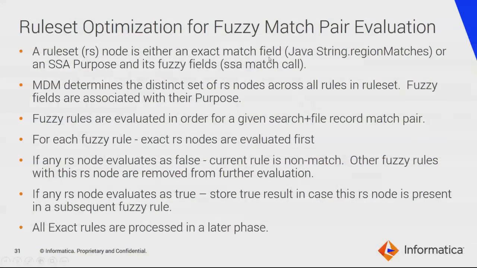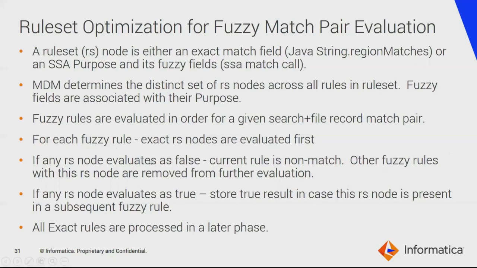For fuzzy match pair evaluation, we figure out whether a rule set node is either an exact match field or an SSA purpose, and then the distinct set of rule set nodes across all the rules. We evaluate all of the fuzzy rules in order for a given match pair. For an individual fuzzy rule, we evaluate the exact nodes first. This is why we always recommend you use exact match fields where you can, because they get evaluated first. If a match pair fails evaluation on that exact field, we don't have to perform the SSA purpose call. The fuzzy call is skipped.